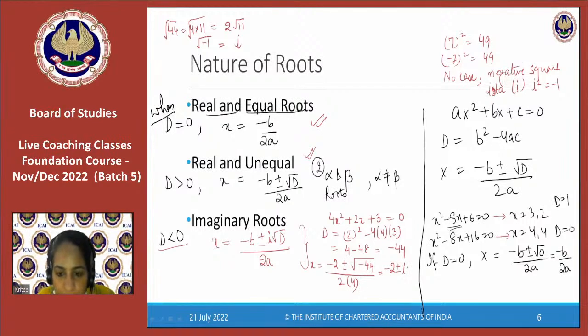Root 44 can be written as 2 root 11 divided by 8. This is your answer. That's it. We stop it here only. I will always be equal to I square.